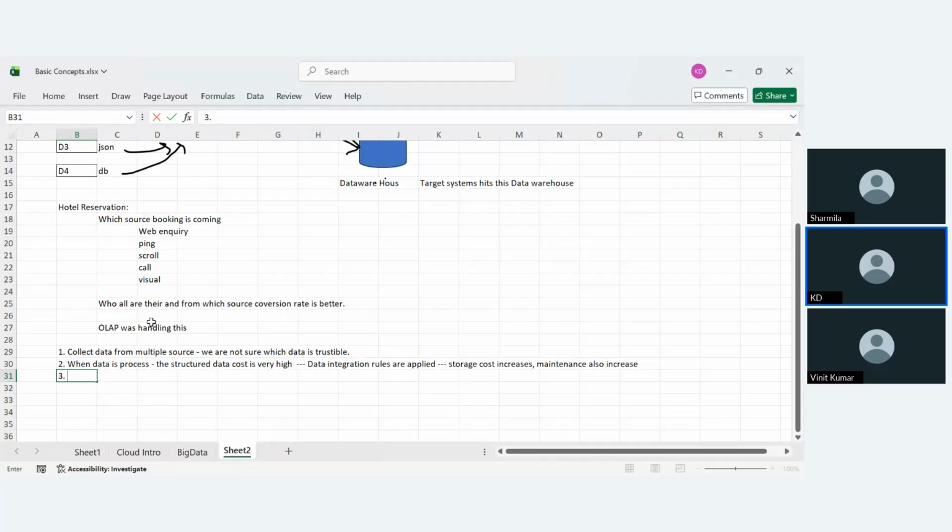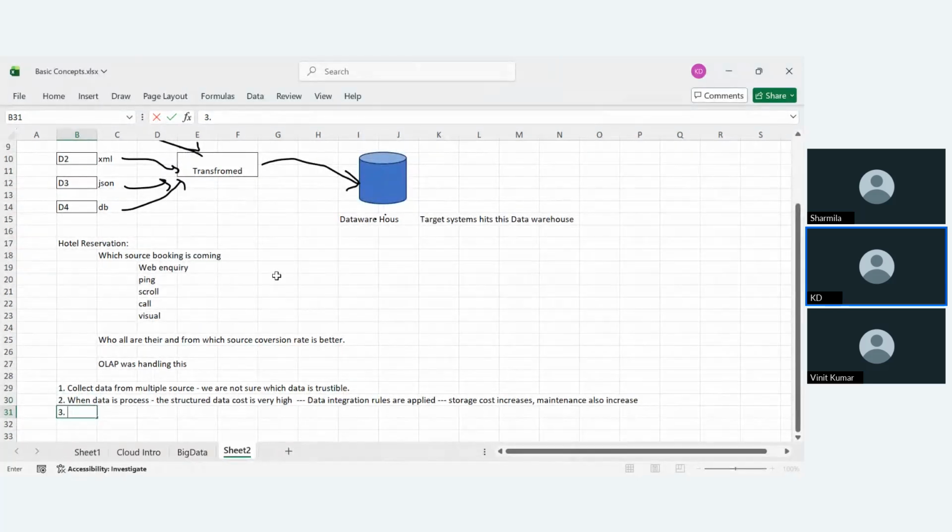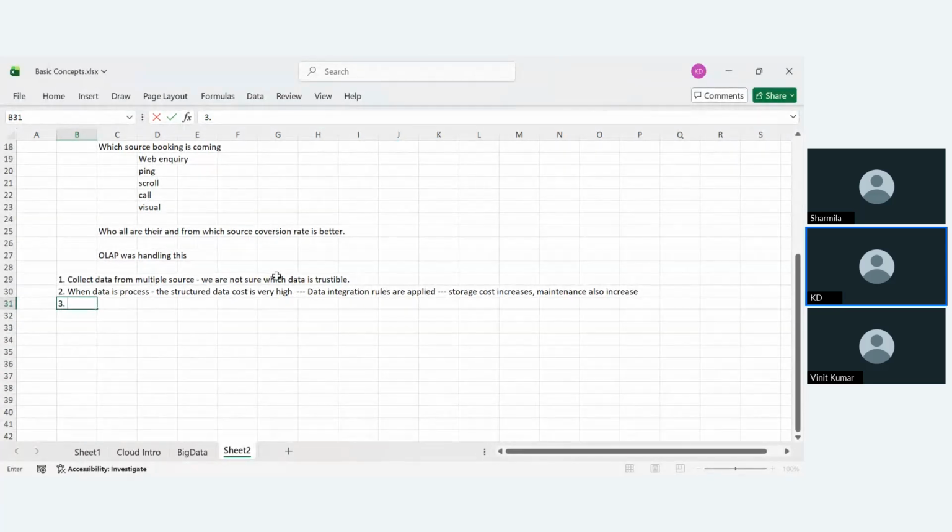See, one thing is that when your unstructured data is there, in unstructured data your data may be, let's say, in XML form, or something in JSON form, something in CSV form. So that is raw data. You cannot do any operation with this kind of data.